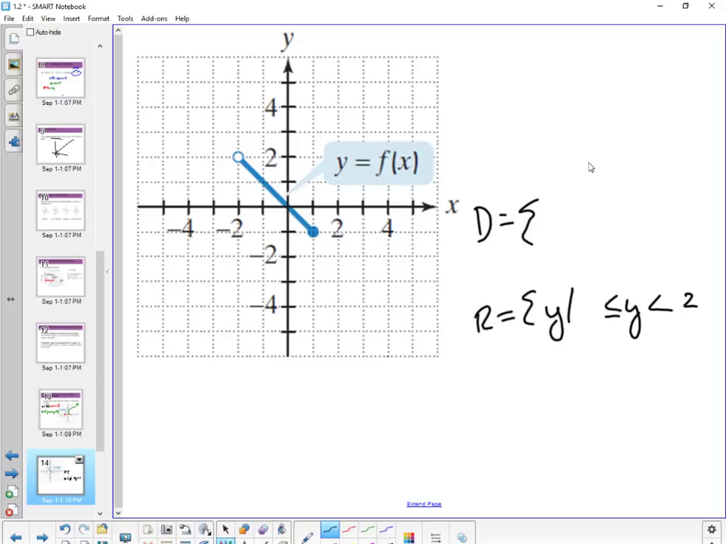So we want the y values, right? So I want to go here. I do know it goes from here, right? Open circle. It goes all the way down to there. So where do I want my lowest value to be? Negative 1. Negative 1. Boom chakalaka. Good job.